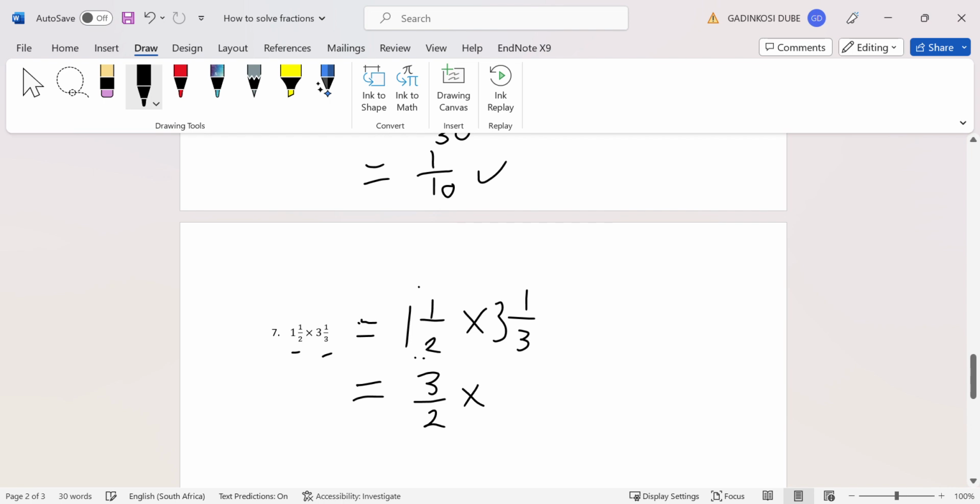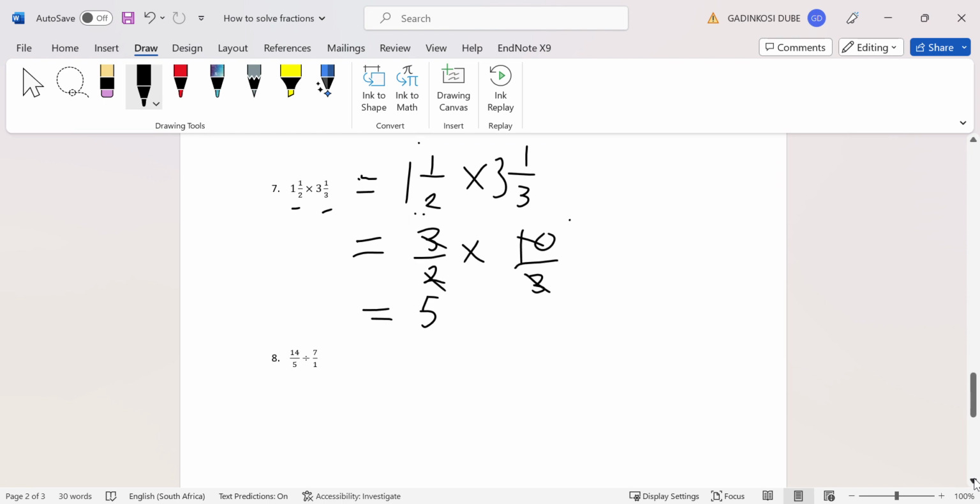Multiply by 3 times 3, that's 9 plus 1, it's 10 over 3. Okay, so when you multiply this out you can just cancel. 2 into 10 is 5 times. So your answer is 5. It's as easy as that.